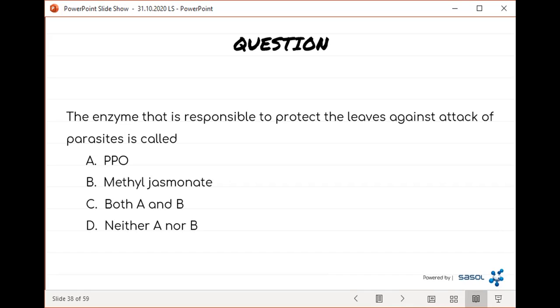Okay, so we have two options basically, which is PPO and methyl jasmonate, and we need to establish which one is the enzyme. Methyl jasmonate is a chemical which is secreted by a plant which is in danger, right? And the surrounding plants would then release the enzyme PPO to protect themselves. So the enzyme that we are looking for is option A.